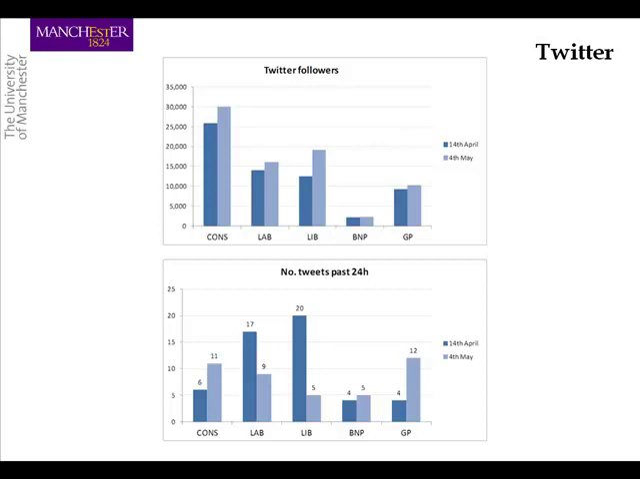I think this would have been around the time of the debate, actually. This one here, this huge spike, I think that's probably explained by the debate. But you can see it sort of fell off a cliff towards the end, and they weren't doing very much. Interestingly, both Labour and Liberal Democrats declined in their use of Twitter. For the Greens, BNP slightly, and Conservatives, it had actually increased.